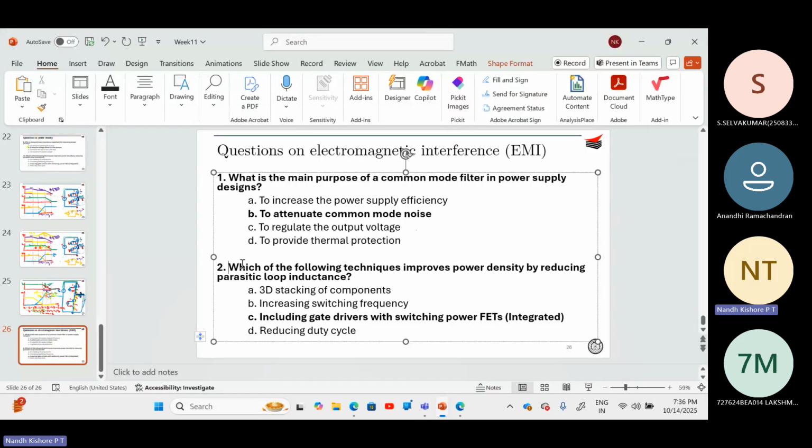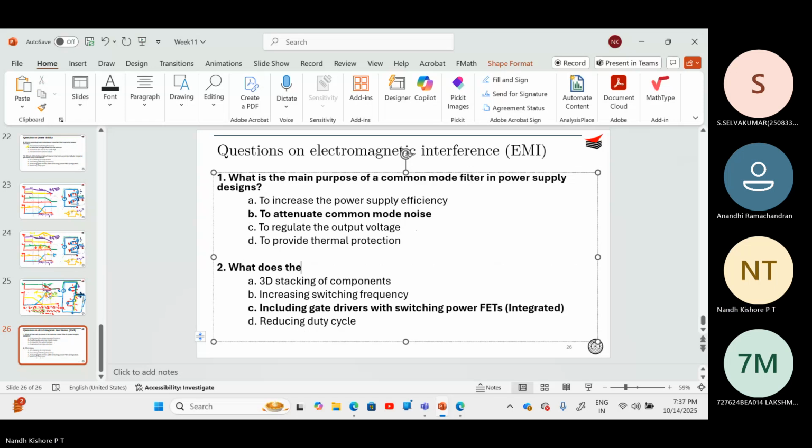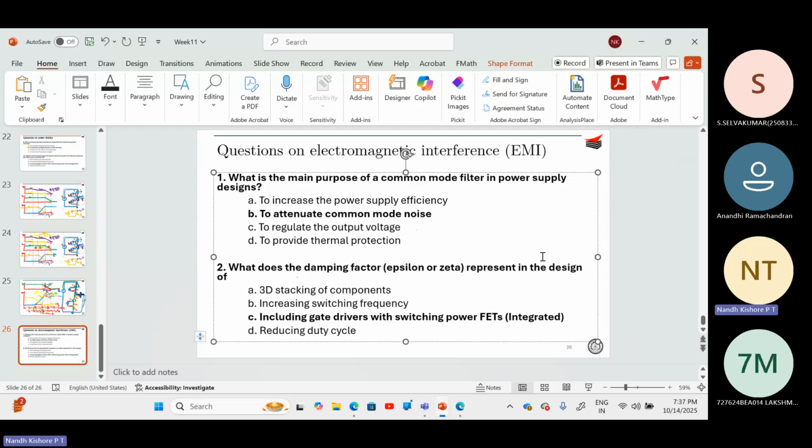So the next question is, what does the damping factor, it is epsilon. Okay, I'm not able to write that exact symbol. What does a damping factor represent? Or some people also call it as zeta. So epsilon or zeta, whatever you want to call it. So represent in the design of a second order filter.